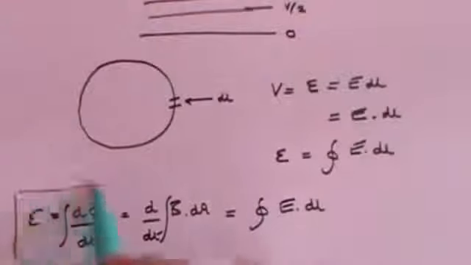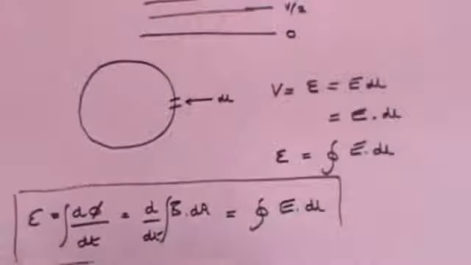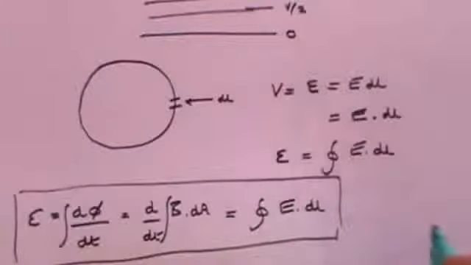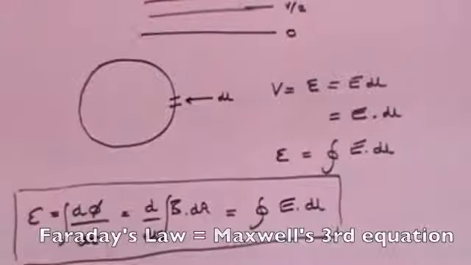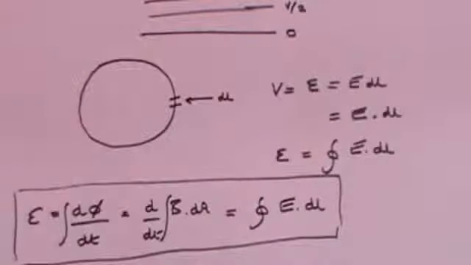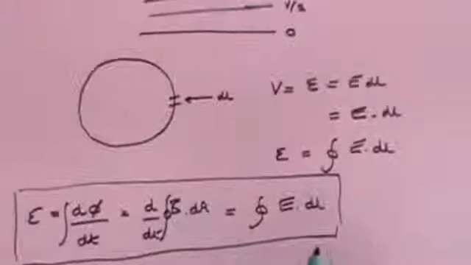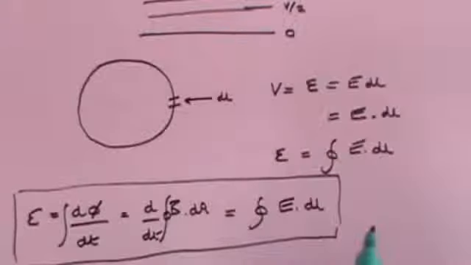And that is what is known as Faraday's law, and is also Maxwell's third law. And just to rehearse what it says, the total EMF will be the rate of change of B dot dA over an open surface, and that is equal to the integral of E dot dl over a closed loop.